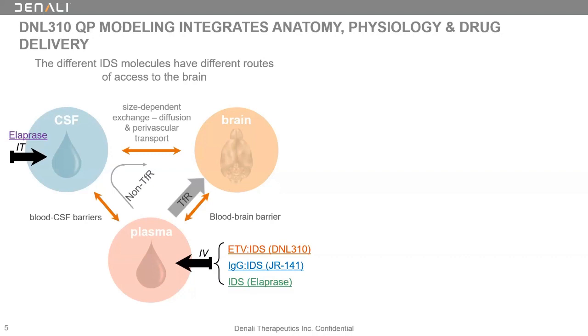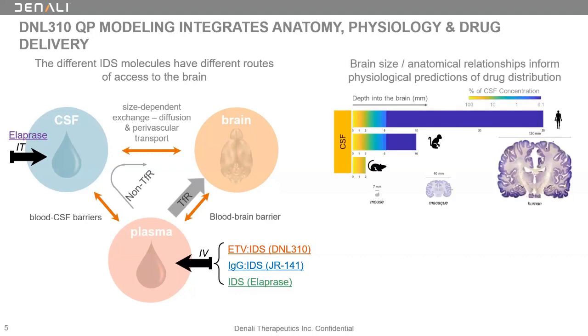And now, in addition, we have IT Elaprase, which is dosed, and shown in this diagram is an arrow getting into the CSF. One thing that we were challenged with is understanding the transport between CSF and brain, and more importantly, understanding how that information that we have from preclinical species translates to clinical settings.